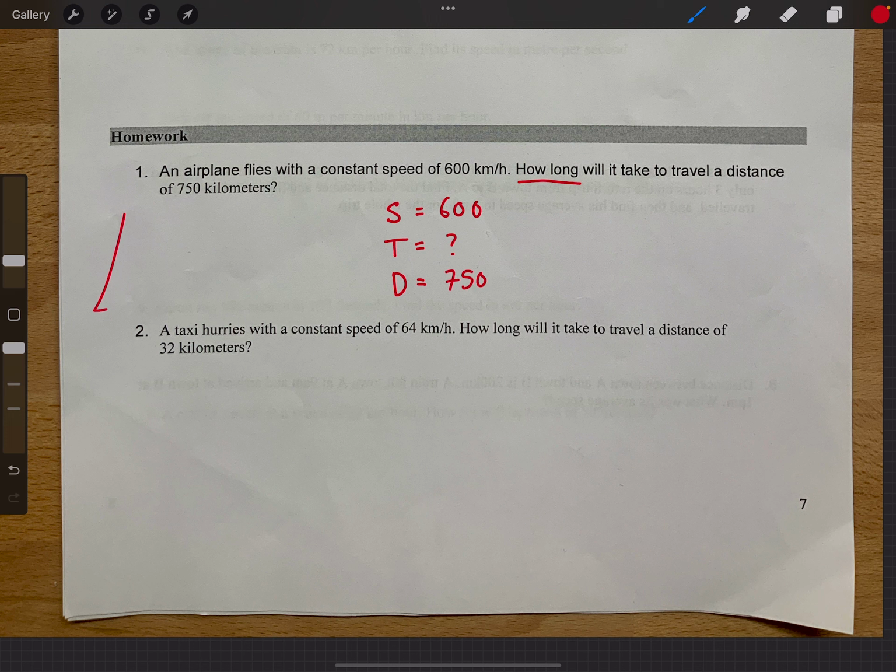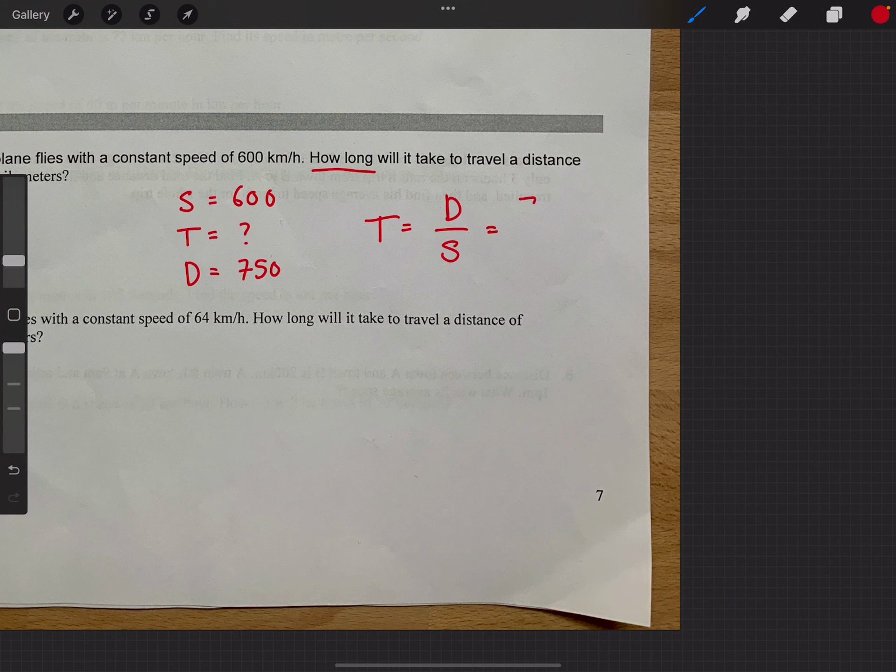Now remember the triangle. You got distance divided by speed times time. To find the time, we just cover up the time, we cross out the time, and you can see that distance is divided by speed. So time is equal to distance divided by speed, which equals to distance here is 750. Speed here is 600.